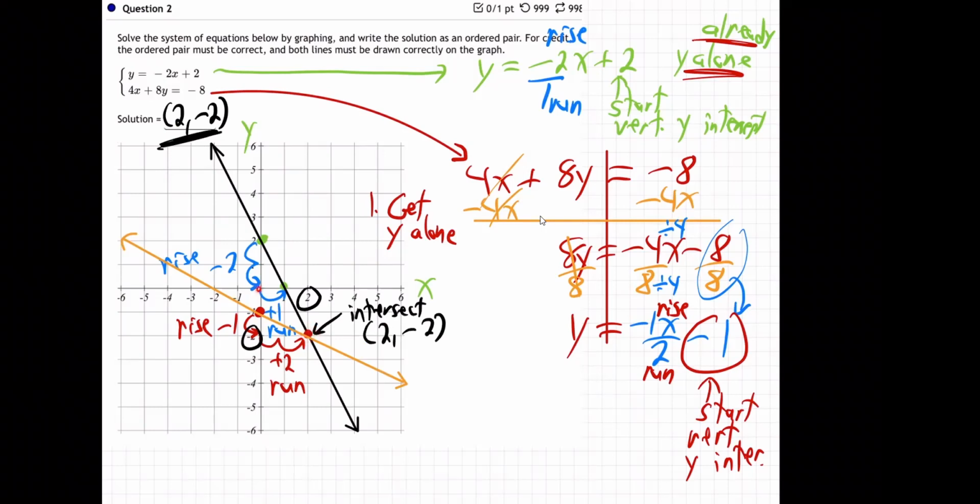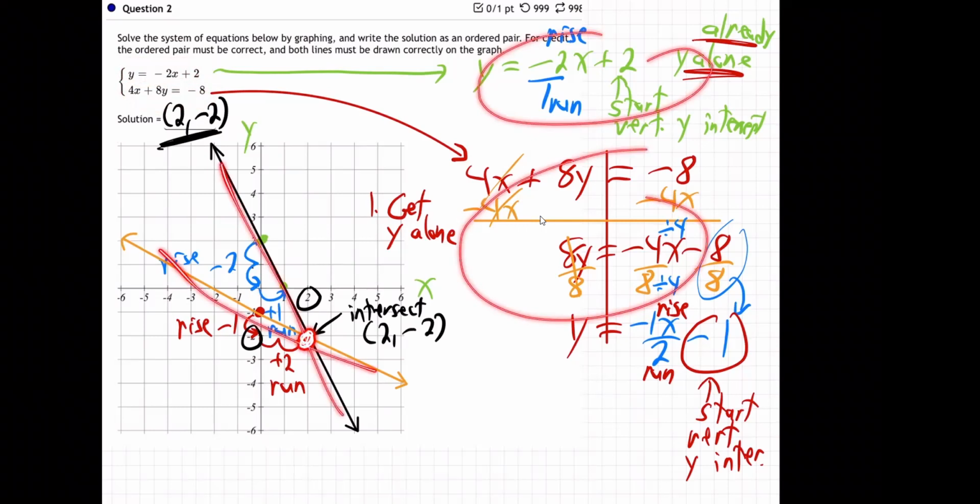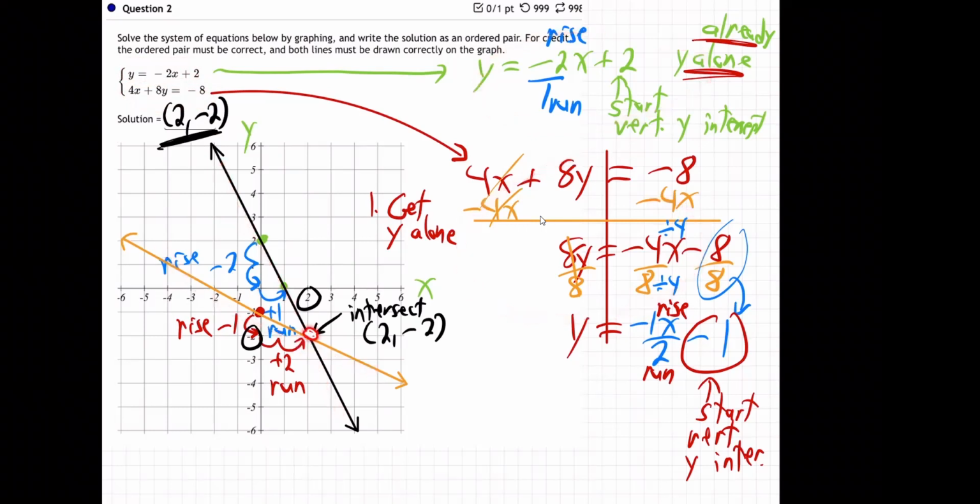The 2 lines intersect at the point over 2, down 2. That's the x and the y. Over 2, down 2. That's the solution to the whole system. So what did we do? We took both lines, graphed them both, found out where they intersected, and that intersection point is the solution to both equations. Now, why do I keep saying that?